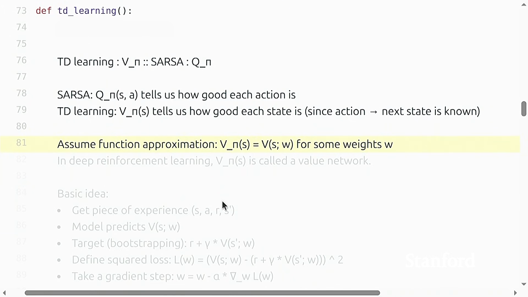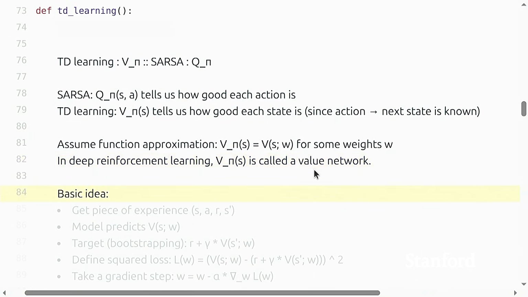Okay, so now we're going to assume we do function approximation. Remember, in function approximation in reinforcement learning, instead of keeping a tabular representation, meaning for every state we have a separate value that has nothing to do with any other value, we're going to define a parameterized function, also written V, which takes as input s and depends on some weights w. These are the parameters of that function. As you vary w, you get different functions. In deep reinforcement learning, typically V pi of s is called a value network.